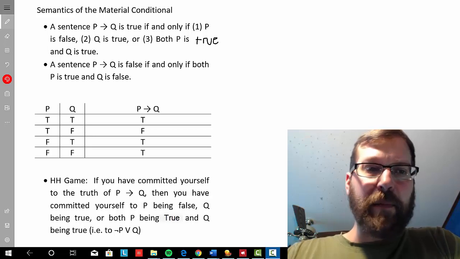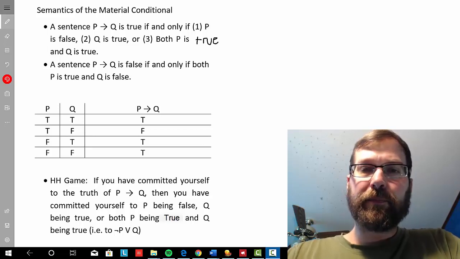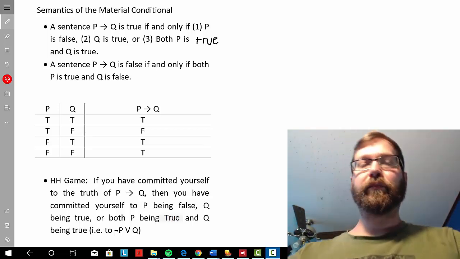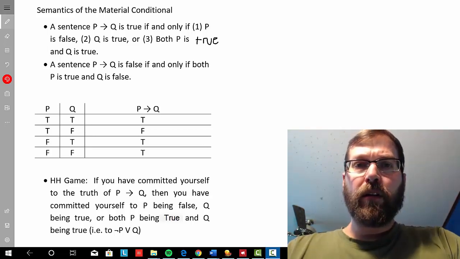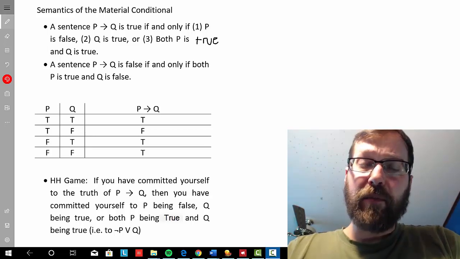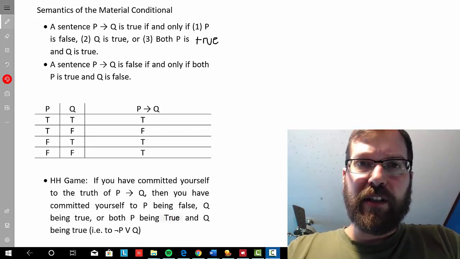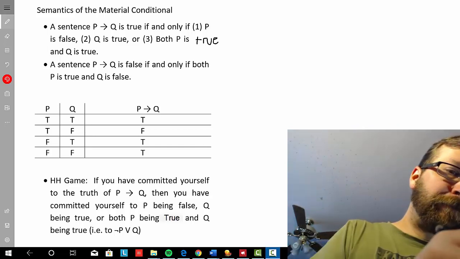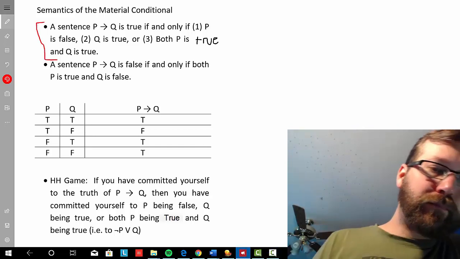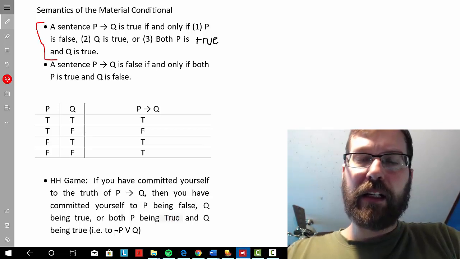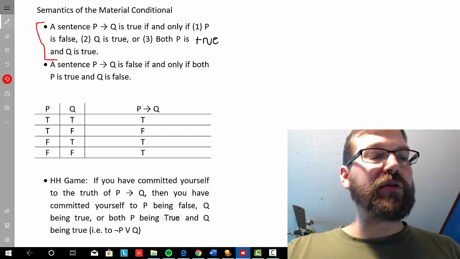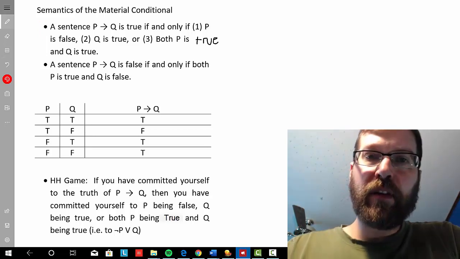All right, so let's talk about the semantics of the material conditional. That is, what does the material conditional mean? There's a couple of ways to think about it. One of the ways to think about it is to think about the cases in which material conditionals turn out to be true.